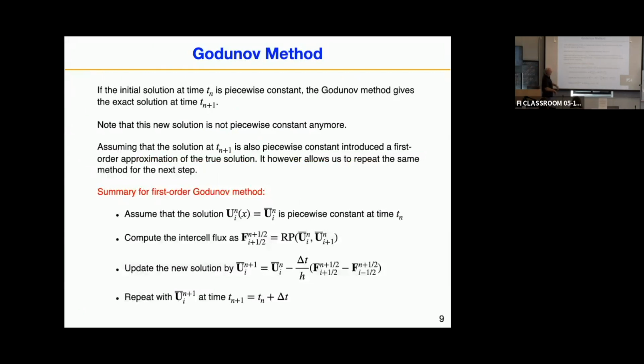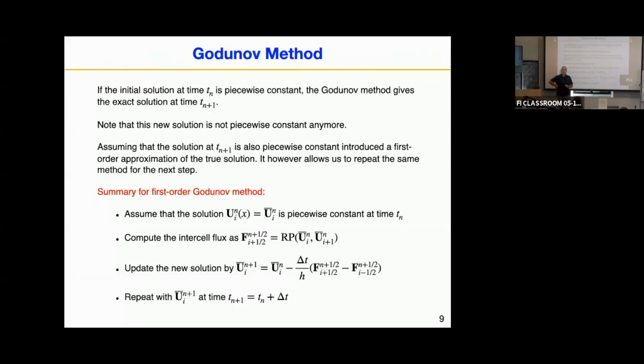So that's the good enough method. It's the summary. At initial time Tn, you assume that your volume average quantities are actually the solution, so piecewise constant. You solve the intercell flux between the two left and right piecewise constant states. That gives you the good enough flux. And then you update the solution using this equation.